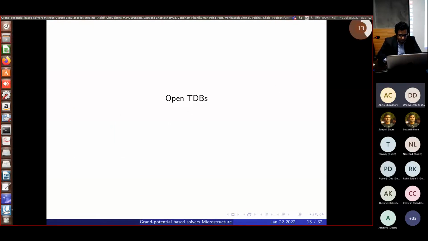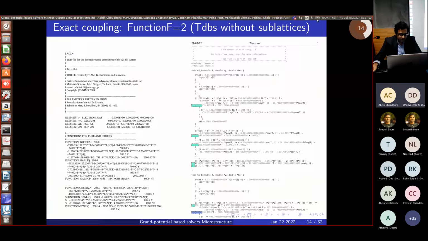So let's talk about open TDBs first. In open TDBs, you have seen there is the in file that we will also see now. In an in file, there is a key called function F, and this function F in the in file for all solvers essentially corresponds to talking to TDBs. We are presently talking to TDBs without sublattices. In future, we will also have TDBs which have sublattices as well.